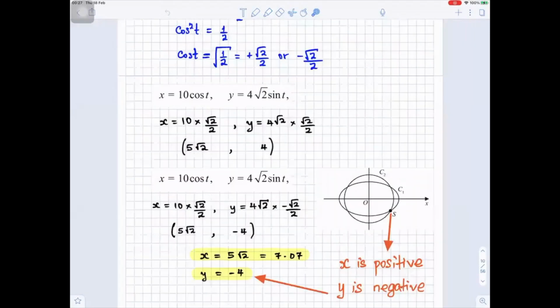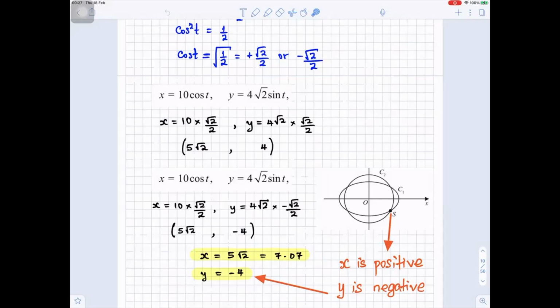So what we want to do now is we have x equals 10 cos t. We want to replace cos t. So 10 times root 2 over 2, which gives you 5 root 2. y is equal to 4 root 2 sine t. We want to replace sine t with root 2 over 2, and that will give us 4.